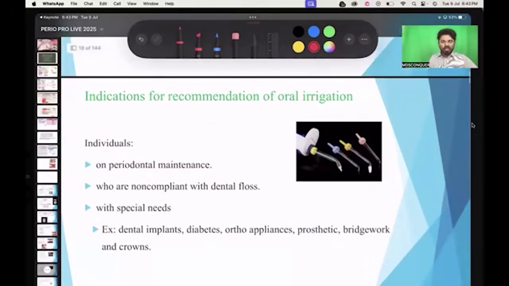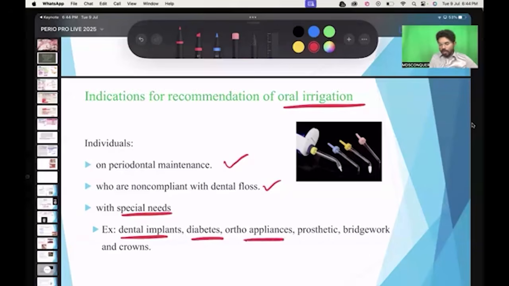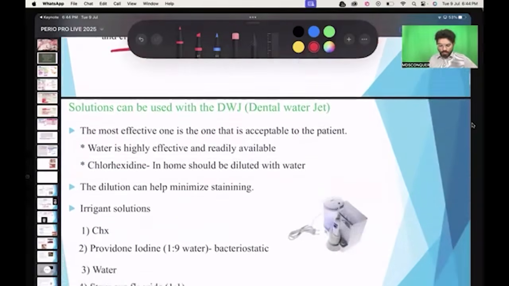Indications for the recommendation of oral irrigation were already discussed. That is periodontal maintenance, patients who are not comfortable with floss, and patients with special needs, that is implants, diabetes, ortho appliances, prosthetics, bridge work, crowns, implants, whatever it is. All the prosthetic works.